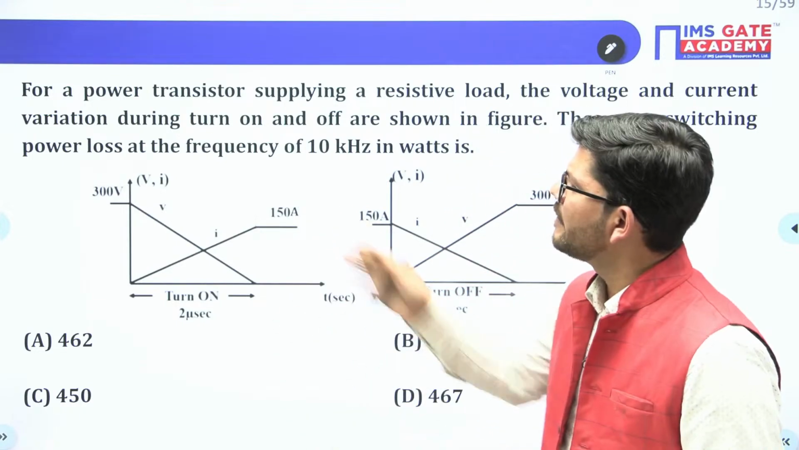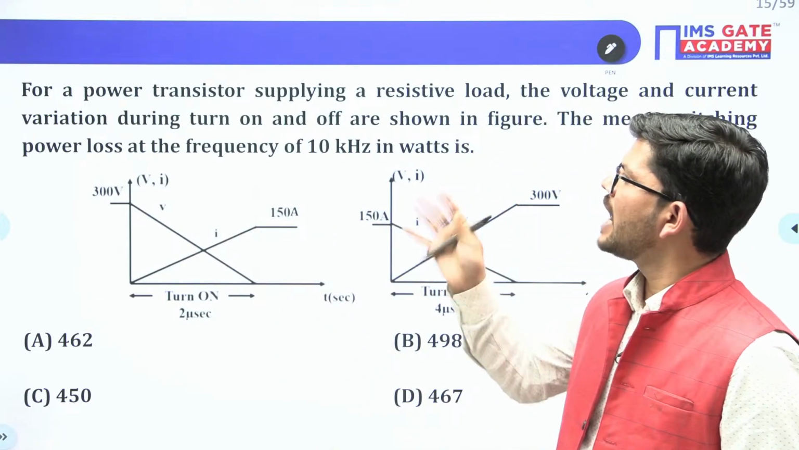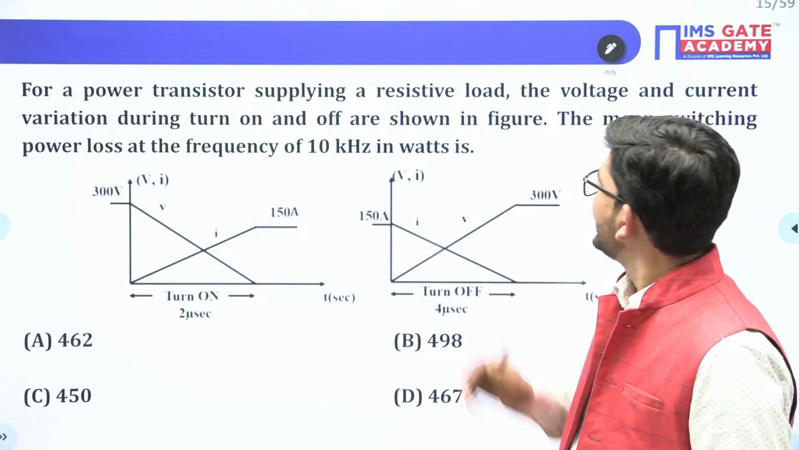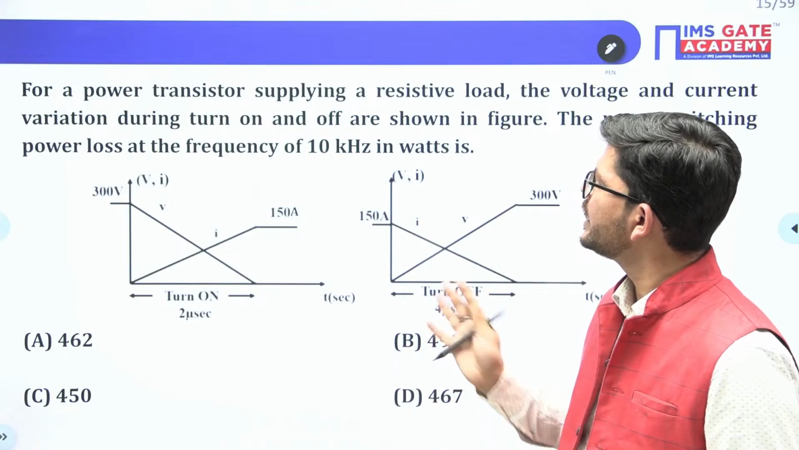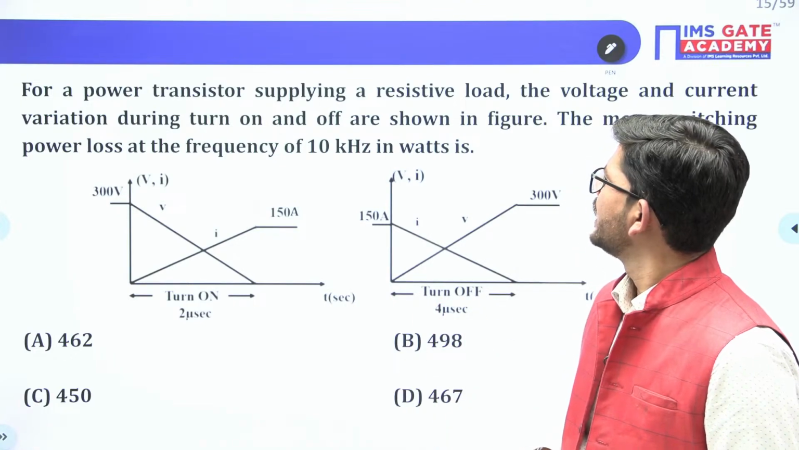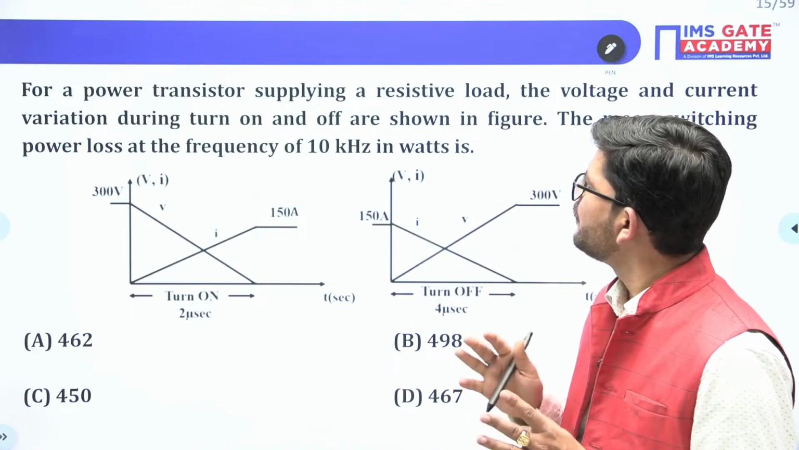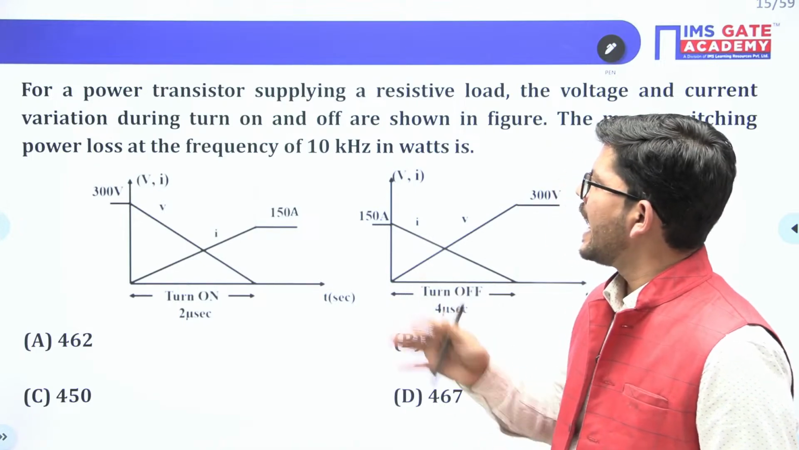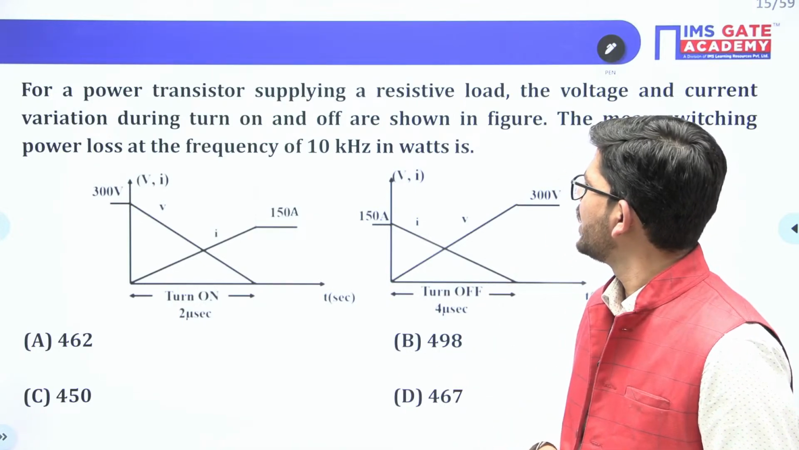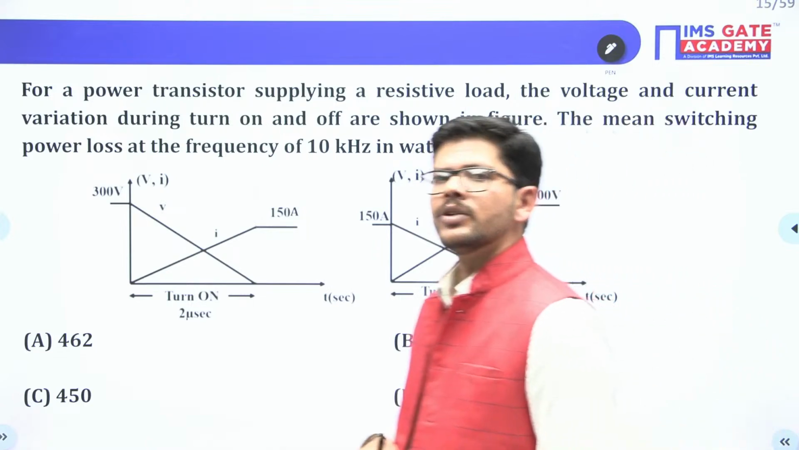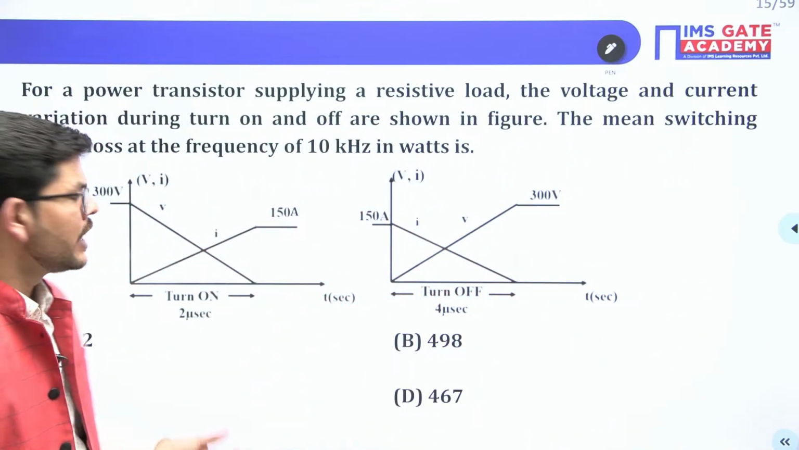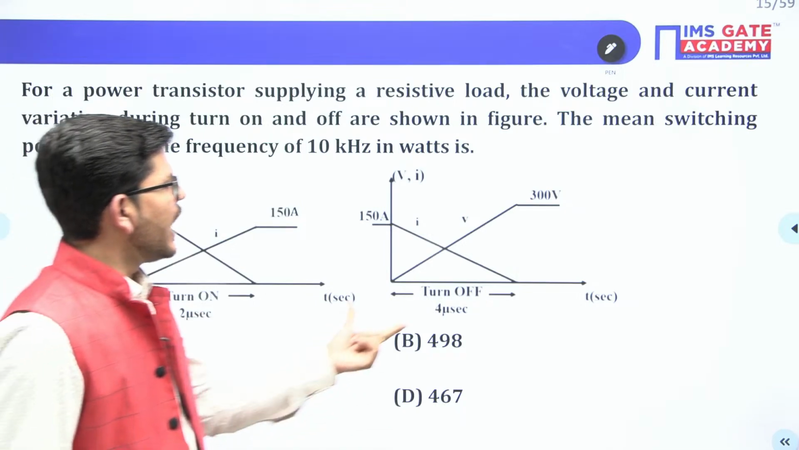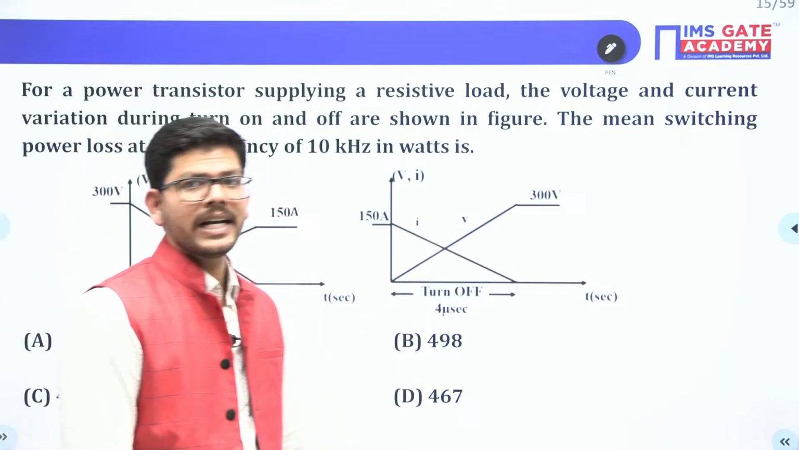So what has been given in this particular question is, for a power transistor supplying a resistive load, the voltage and current variation during turn on and off are shown in the figure. The mean switching power loss at the frequency of 10 kilohertz, in watts, will be? So how the voltage and current are varying across the device during the on state and during the off state, that is shown to us.